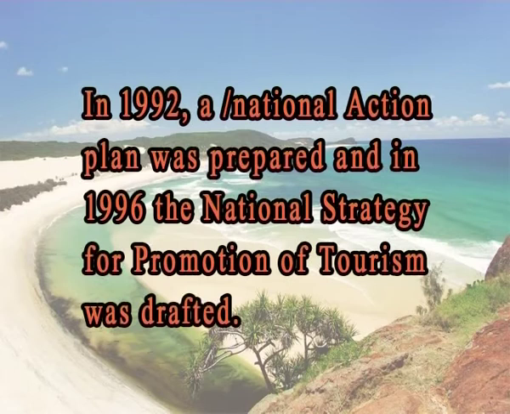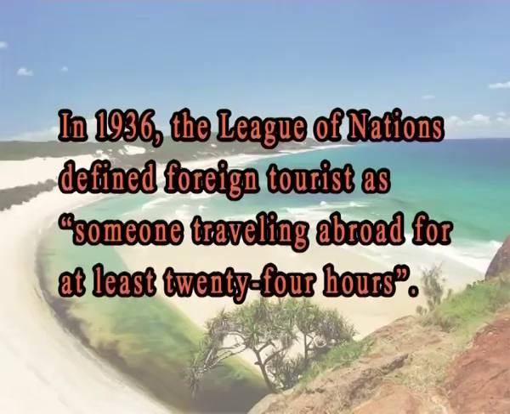Later in 1988, the National Committee on Tourism formulated a comprehensive plan for achieving sustainable growth in tourism. In 1992, a National Action Plan was prepared, and in 1996, the National Strategy for Promotion of Tourism was drafted. The word tourism was used in 1811 and tourist by 1840. In 1936, the League of Nations defined a foreign tourist as someone travelling abroad for at least 24 hours. Its successor, the United Nations, amended this definition in 1945 by including a maximum stay of 6 months.